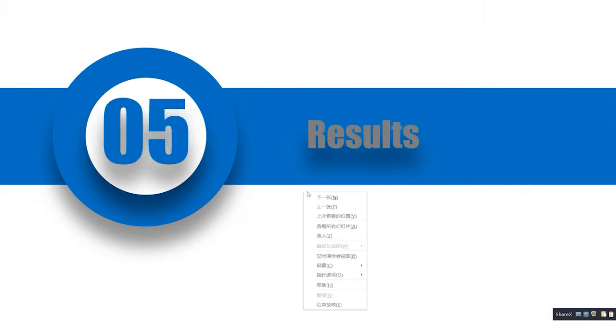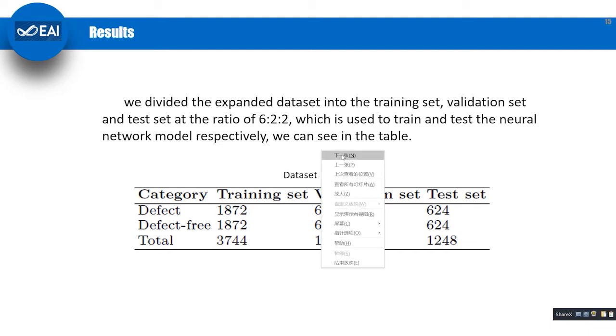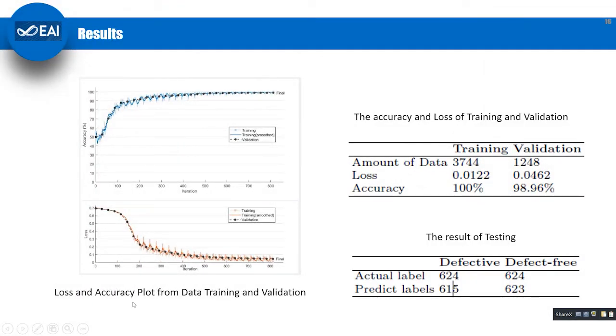And when the convolution neural network is constructed, we divide the expanded data set into the training set, validation set, and test set at a ratio of 6:2:2, which is used to train and test the neural network model respectively. We can see in the table. After that, we got the loss and accuracy plot in this picture. And the training accuracy is 100%. It's very good.